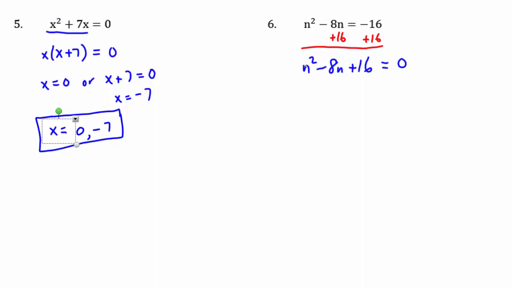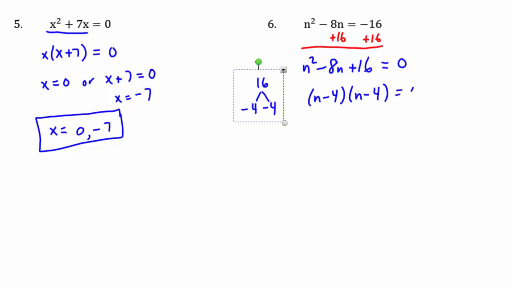And let's see, oh, this is an n squared. Coefficient is 1. I can take my 16. Are there two numbers that will multiply up to 16 and add up to negative 8? Well, isn't negative 4 times negative 4 16? And negative 4 plus negative 4 is a negative 8. This is actually a perfect square trinomial as well. It's n minus 4 times n minus 4.